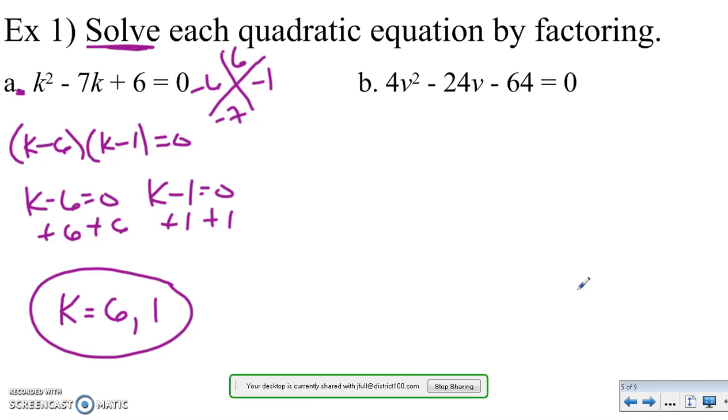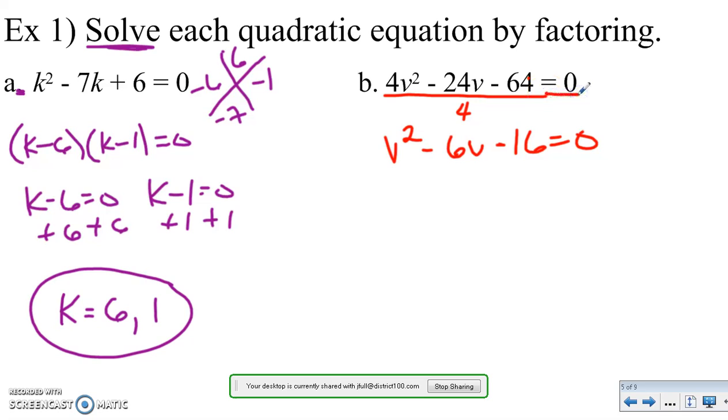Okay, second problem. First step, make sure it's equal to 0. Already is. Second step, can you divide each of those by anything? Notice I can divide all of those by 4. So if I do that, I'm left with v squared minus 6v minus 16 equals 0. I divided everything by 4.